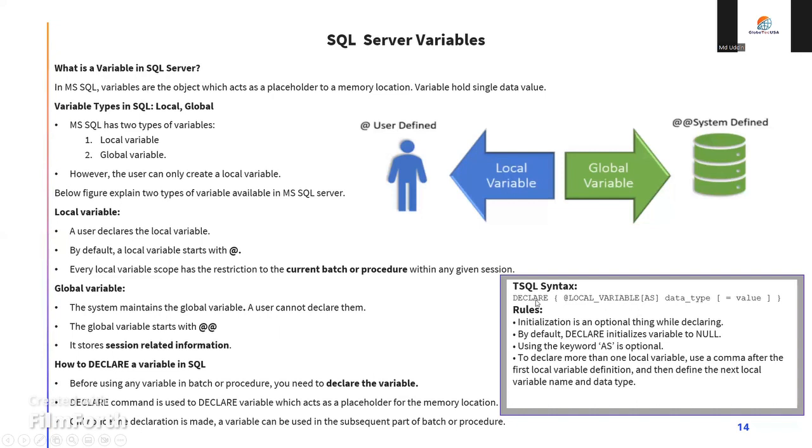The syntax is: DECLARE, then @local_variable, AS data type, equal value. This is the syntax, and you close that with the closing bracket.